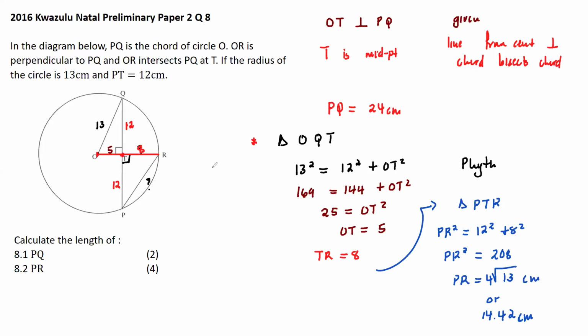Is OT not 13 divided by 2? No, it's not. 13 is not a diameter, it's a radius. All right. Where did the 8 come from?